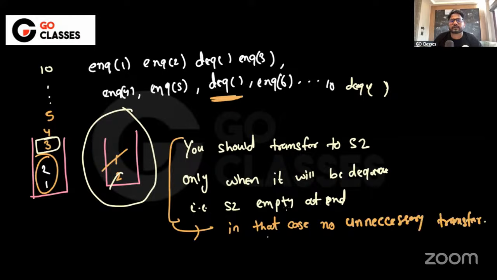In that case, there is no unnecessary transfer. I hope you got the point, right? If you're transferring the elements which will eventually be DQed, then there is no unnecessary transfer, and it is a minimum number of operations. So there are multiple valid sequences, but there is one sequence which will for sure lead to the minimum number of push and pop operations, something like this.